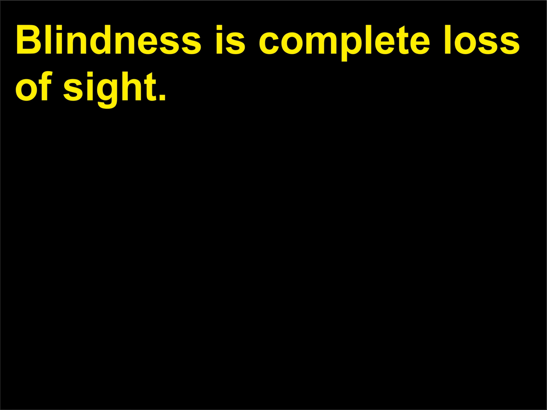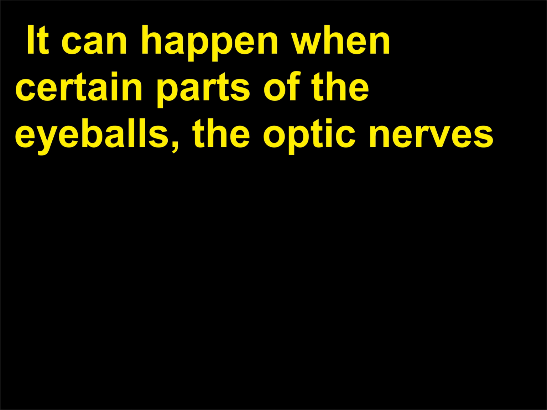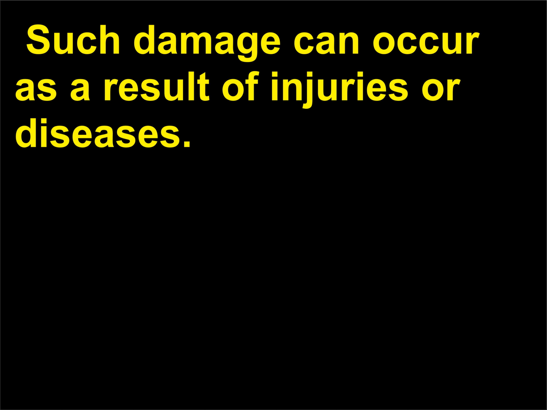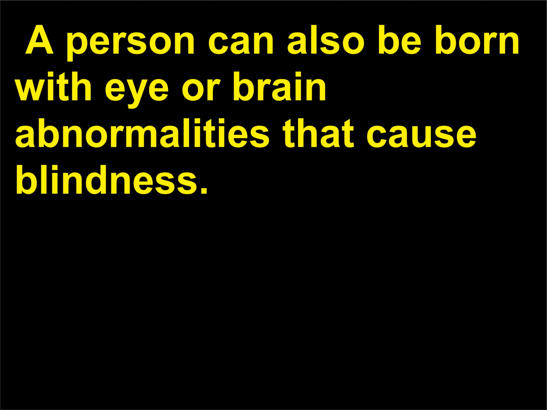Why are some people blind? Blindness is complete loss of sight. It can happen when certain parts of the eyeballs, the optic nerves, which carry visual signals from the eyes to the brain, or the sight centers of the brain are damaged. Such damage can occur as a result of injuries or diseases. A person can also be born with eye or brain abnormalities that cause blindness.